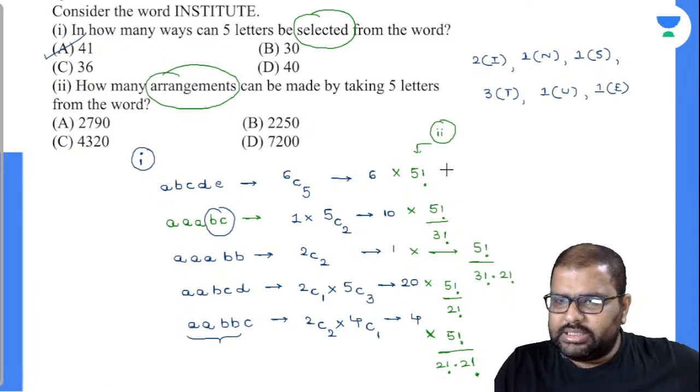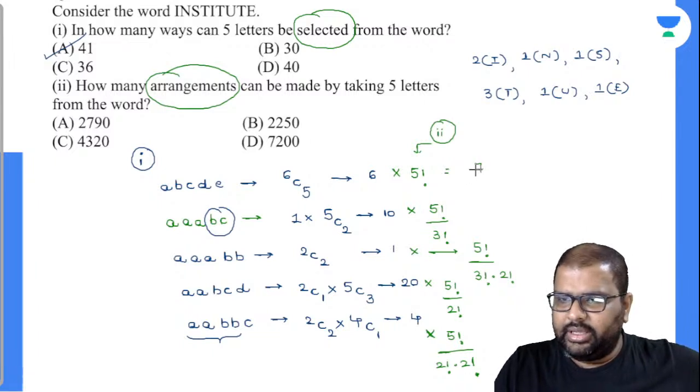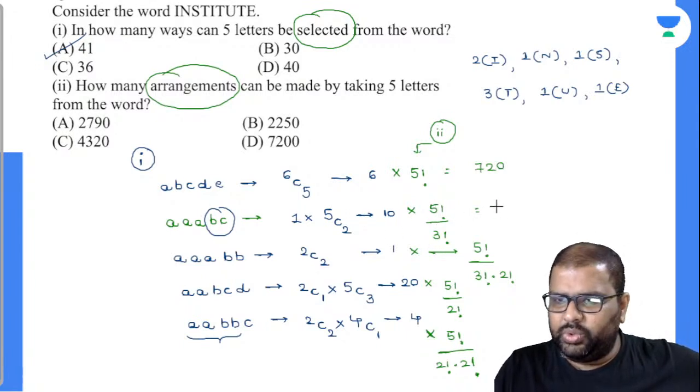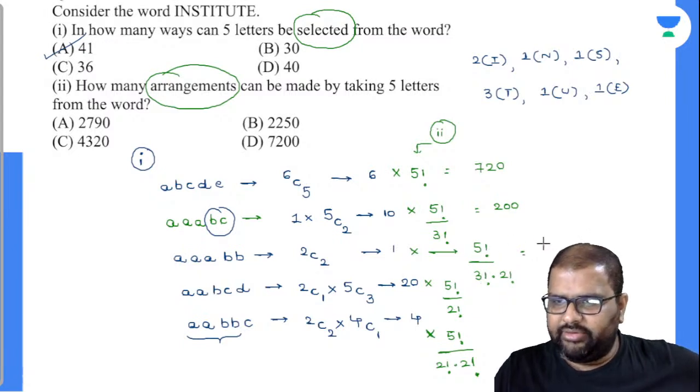Now this is 6 into 120. Is it 720? Yes. Now how much is this? 120 by 6 is 20. 20 into 10 will be 200. Coming to this one, how much will be this? 120. 120 divided by 6 is 20. This is 10. Now finally this is 10.